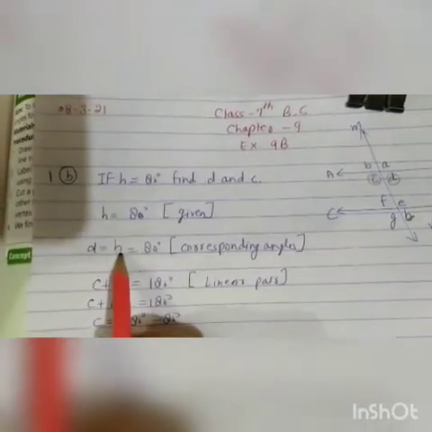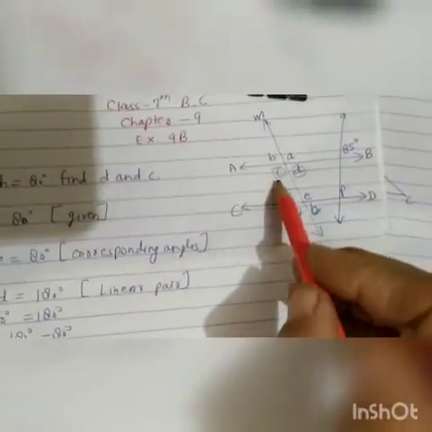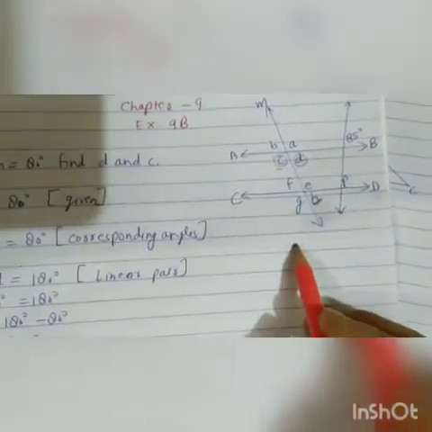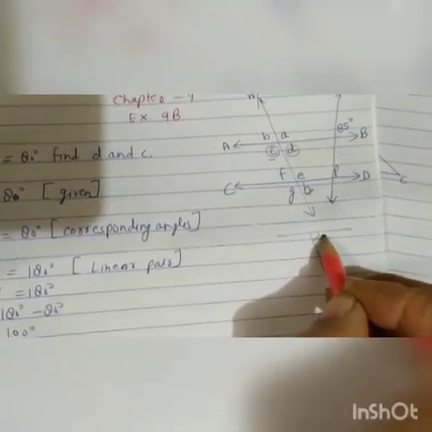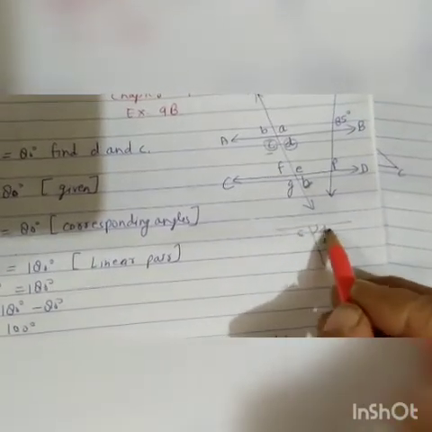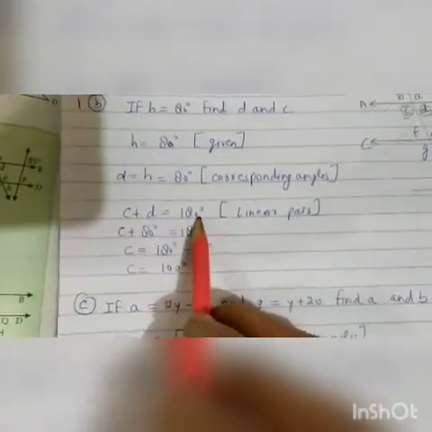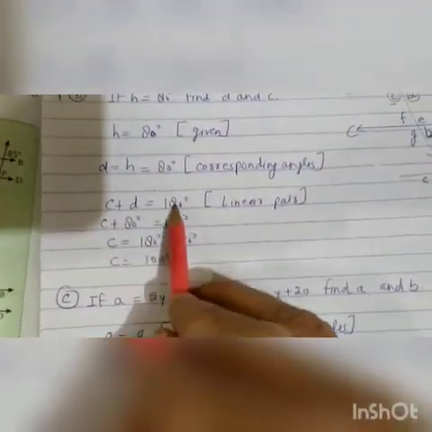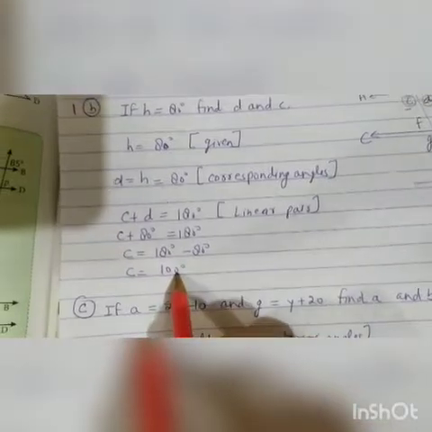Now D is equal to H, which is equal to 80 degrees. They are corresponding angles. Now we have to find C. See students, again C and D. If we take this line as a straight line and we have divided it into two parts, this is angle D and this is angle C, and D is 80 degrees. So C plus D is equal to 180 degrees, linear pair. C plus D is equal to 80 plus C equal to 180 degrees. Then C is equal to 180 minus 80. C is equal to 100 degrees.